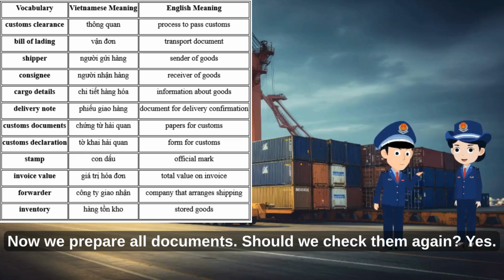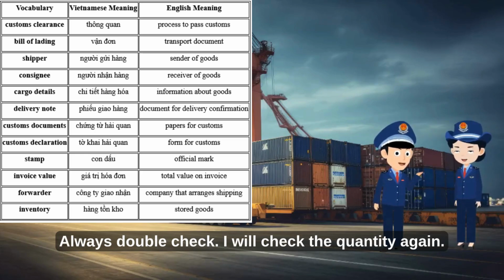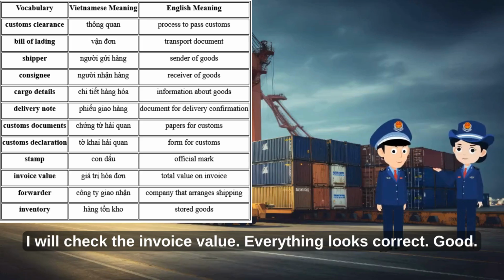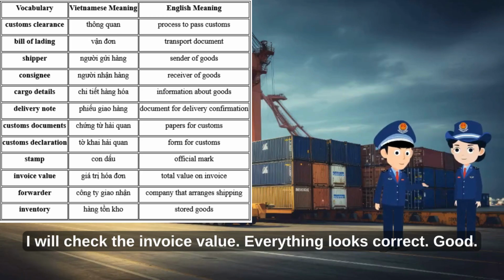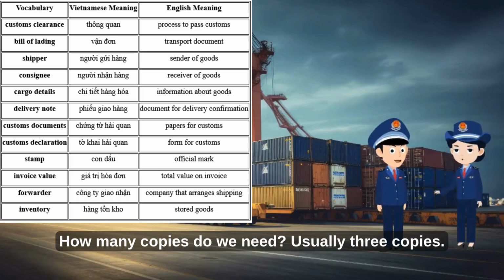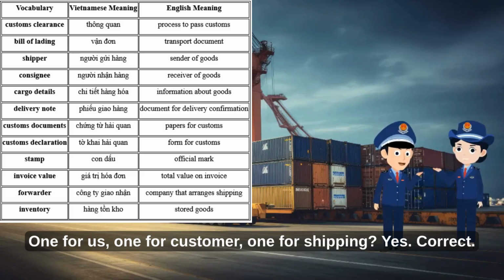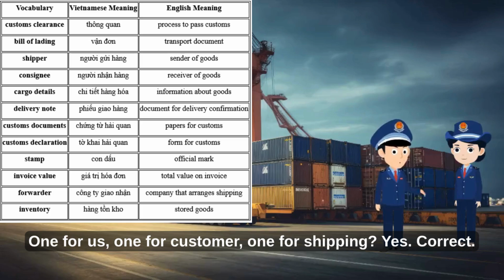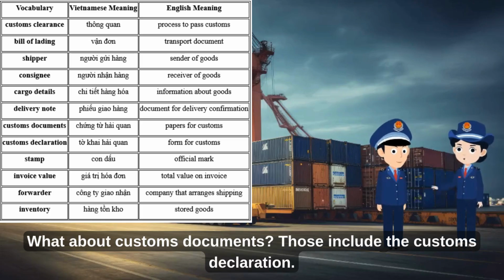Should we check them again? Yes, always double check. I will check the quantity again. I will check the invoice value. Everything looks correct. Good. Now we print the documents. How many copies do we need? Usually 3 copies. One for us, one for customer, one for shipping? Yes, correct. What about customs documents?